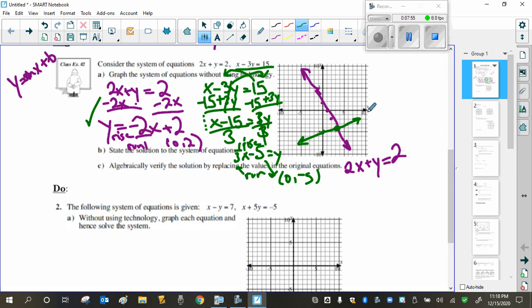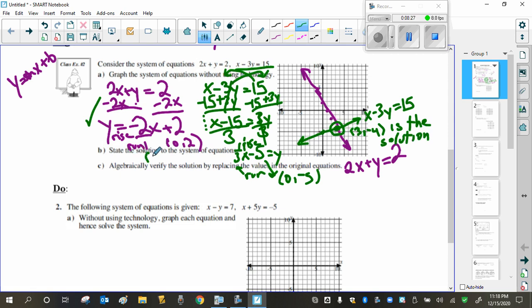It's best if you have a ruler to do these things. It says state the solution. Well, the solution is 3 to the right, 1, 2, 3, and 4 down. And this is what you can do: you can circle it and write down 3, -4 is the solution. That's a good thing to write down every time.